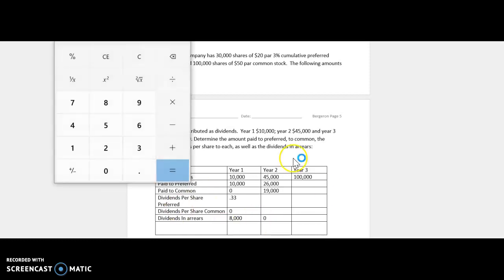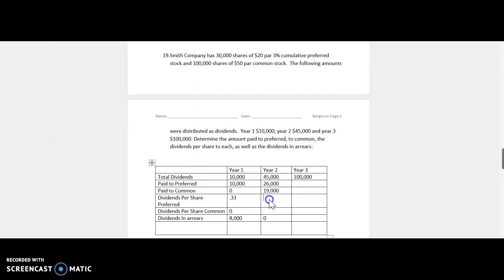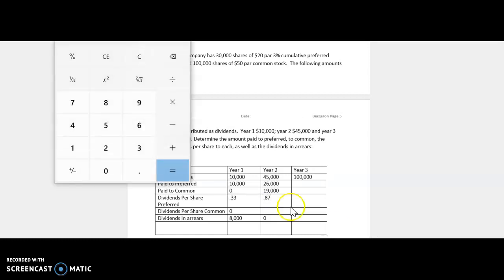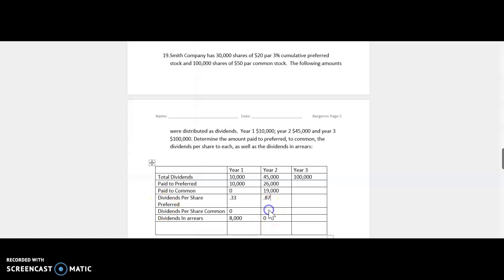To calculate the dividend per share for a preferred, they got 26,000 divided by the total number of shares for preferred, which was 30,000. So they get 80 cents per share. For common, they got 19,000, and there are a total of 100,000 shares of common stock, so they get 19 cents per share.